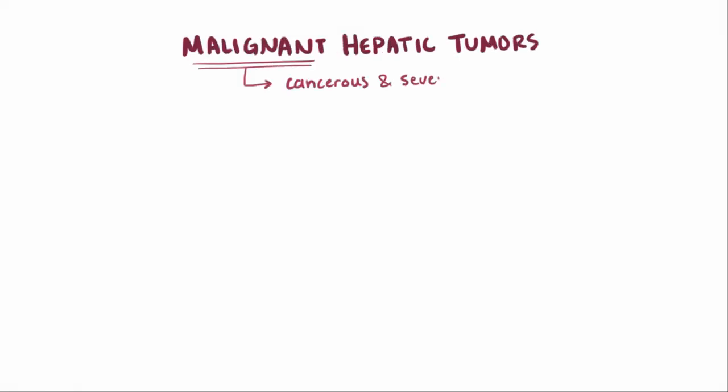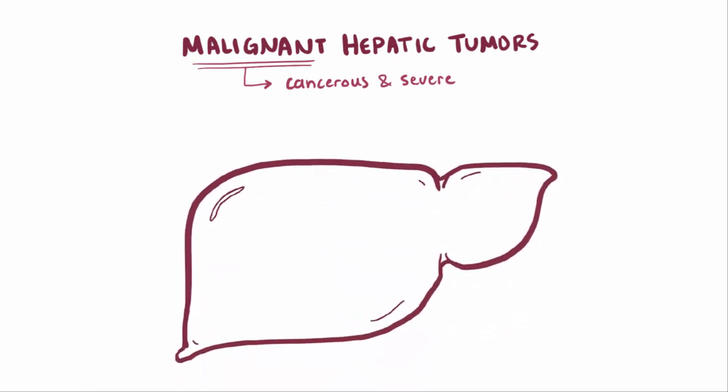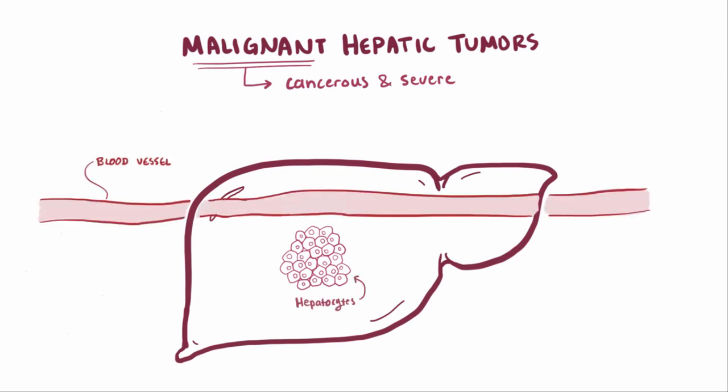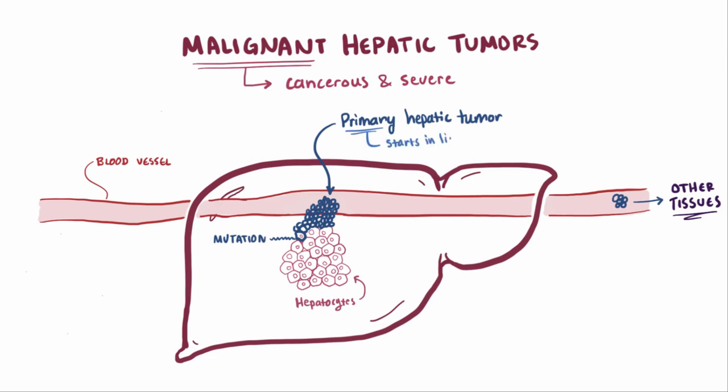As opposed to benign hepatic tumors, malignant hepatic tumors are cancerous, very severe, and are actually now the third leading cause of cancer deaths worldwide. With these malignant liver cells, or hepatocytes, just like malignant cells in other cancers, they develop some mutation that causes them to replicate at way higher rates and form these masses of cells that continue to grow and potentially spread to other tissues. Now, this would be a primary hepatic tumor since it starts in the liver.